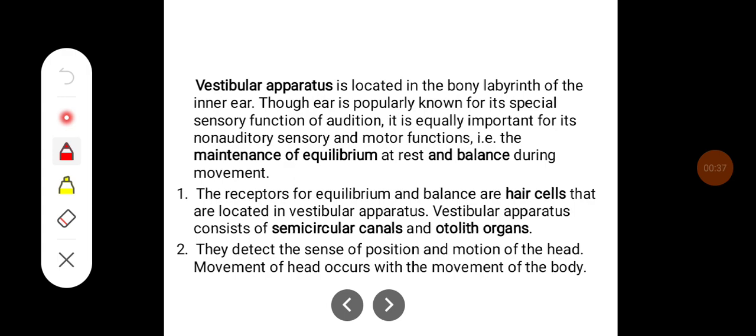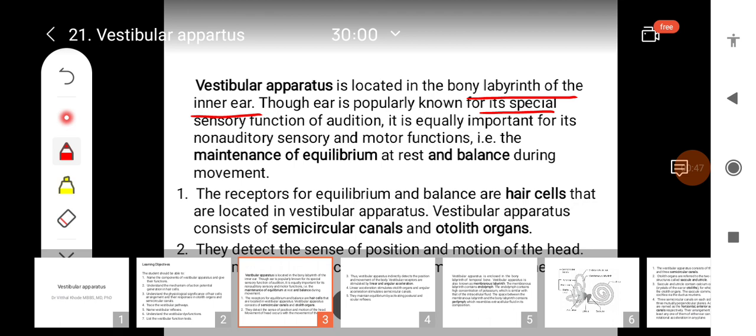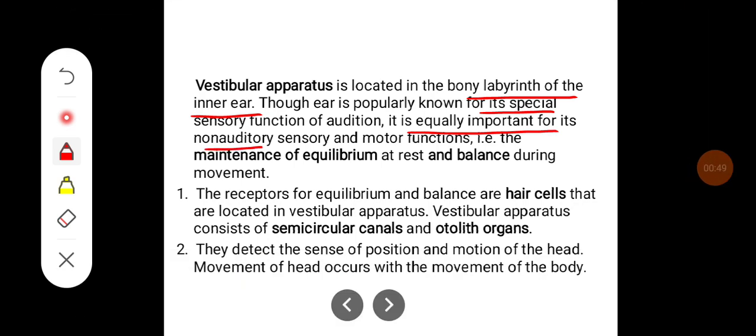Vestibular apparatus is located in the bony labyrinth of inner ear. Though the ear is popularly known for its special sensory function of audition, it is equally important for its non-auditory sensory and motor functions, that is, maintenance of equilibrium at rest and balance during movement. The receptors for equilibrium and balance are hair cells that are located in vestibular apparatus.